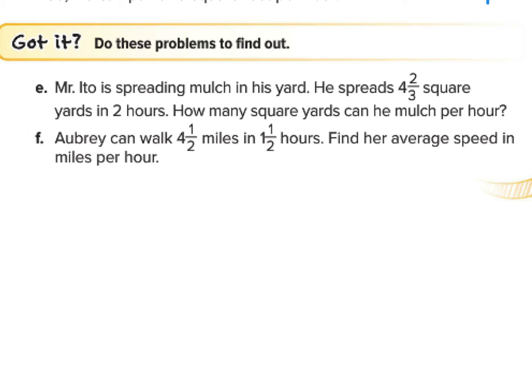Mr. Ito is spreading mulch in his yard. He spreads 4 2/3 square yards in 2 hours. How many square yards can he mulch per hour? So let's take this amount and divide it by 2 so that we can get the value of 1. So again, this is question E. We have 4 2/3 divided by 2.